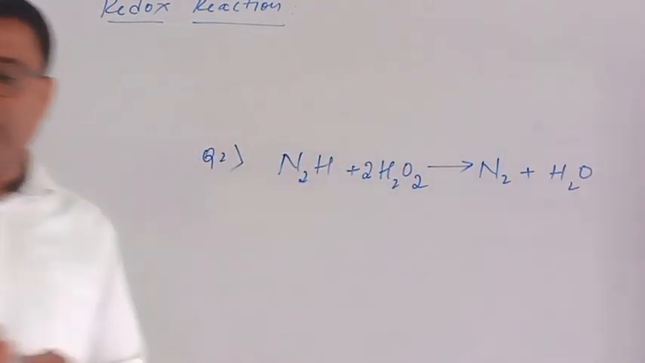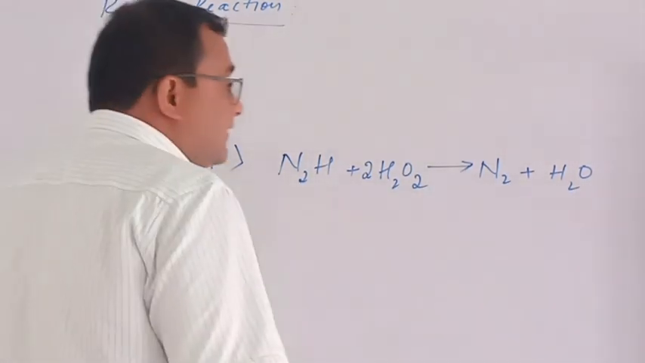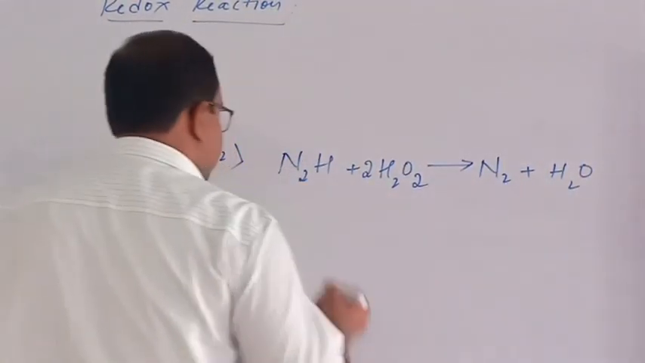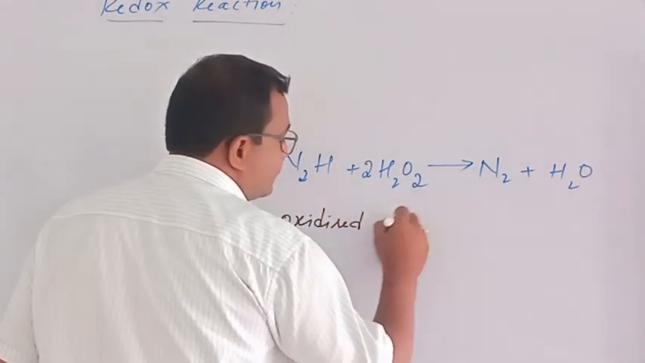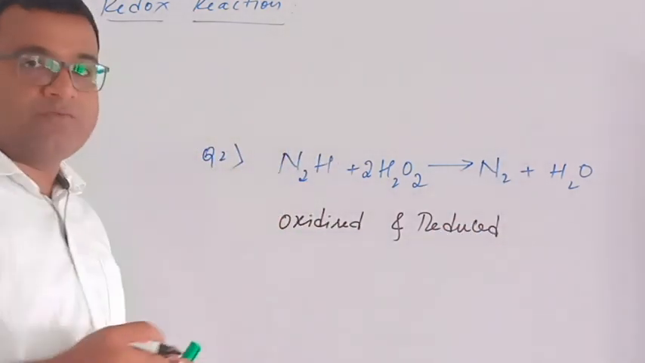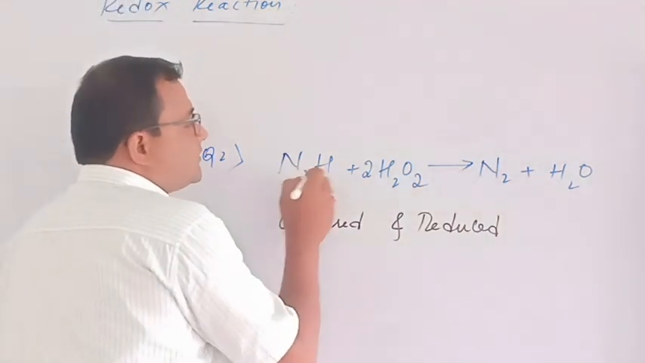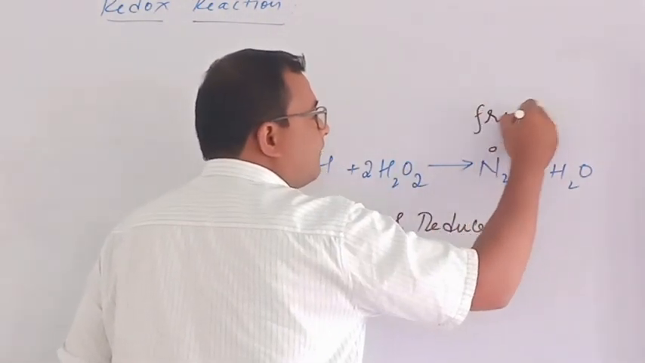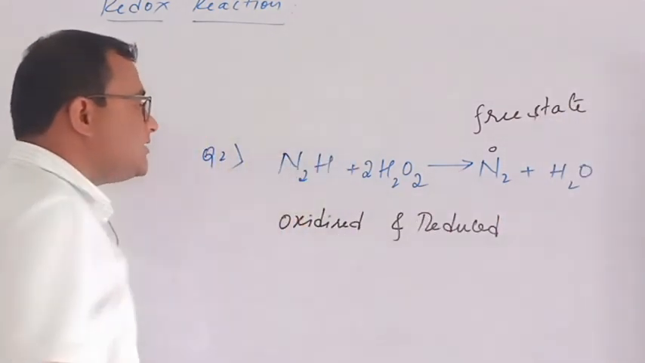What exactly is being asked that we have to see? It is asking which is oxidized and which is reduced. Let's have a look. First find out the nitrogen charge. It is in a free state, so straight away I can write its charge is 0. Find out the charge of nitrogen here.